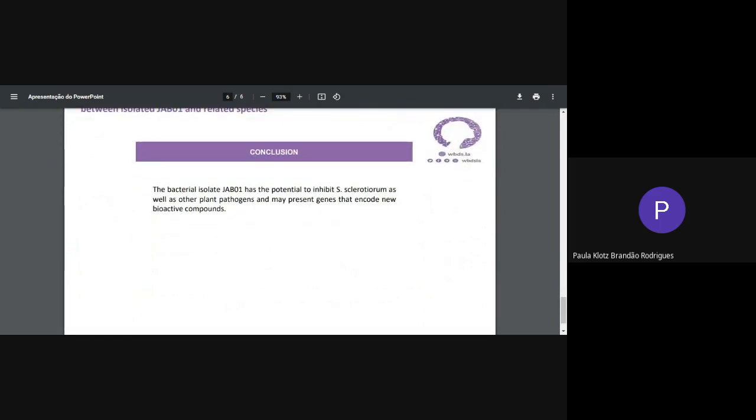Therefore, JAB1 has the potential to inhibit Sclerotinia sclerotiorum and its resistance structure, as well as other pathogens and phytopathogens, and may present genes that encode new bioactive compounds.